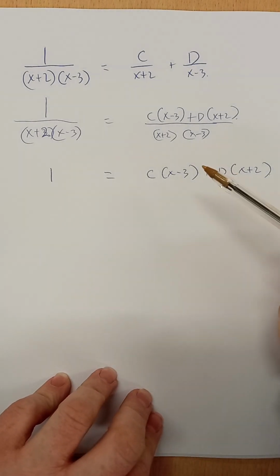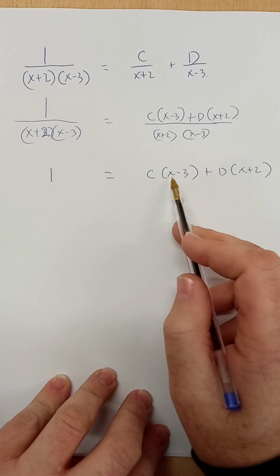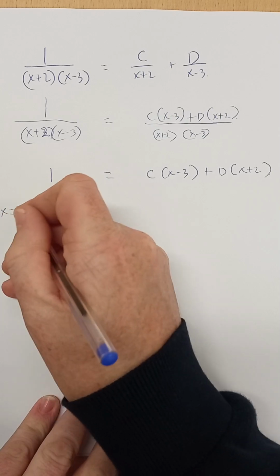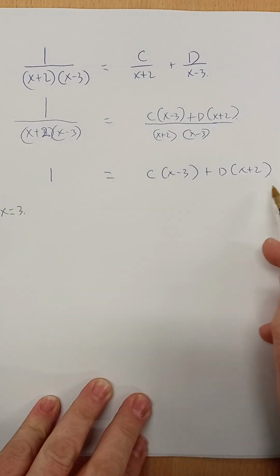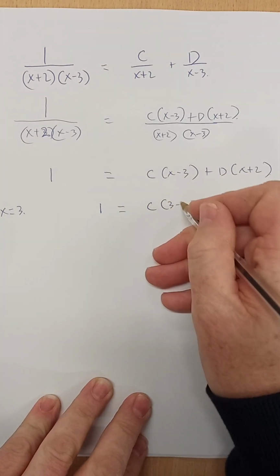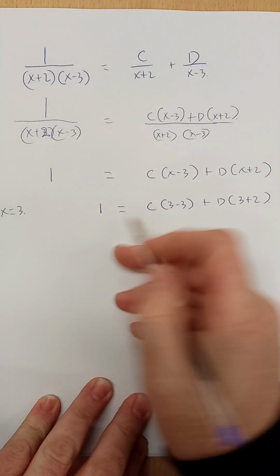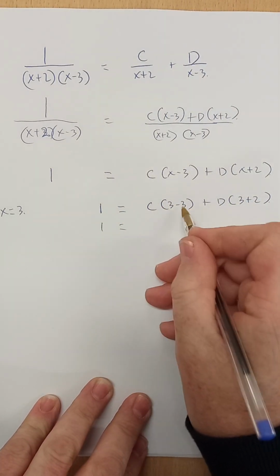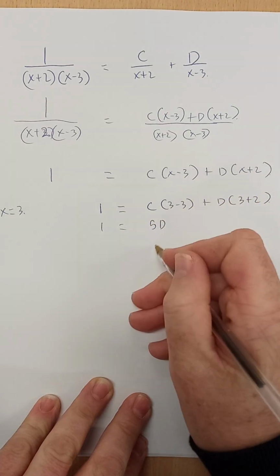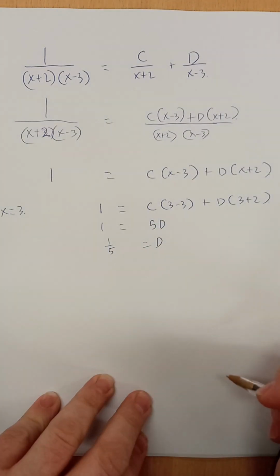So what we're going to do is try and see what would happen if one of these was 0. Okay, so let's assume for the first case that x is equal to 3. So if x is equal to 3, what would happen to this? I still have 1 equal to c times 3 minus 3 plus d times 3 plus 2. So that'll be 1 equal to c times 0 is 0 and d times 5 is 5d. And that would give me d is equal to 1/5. So there'd be one possible answer.